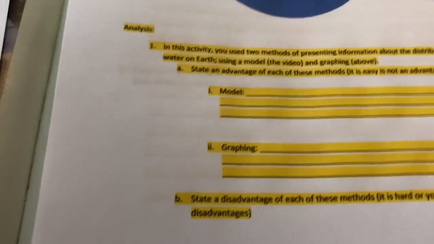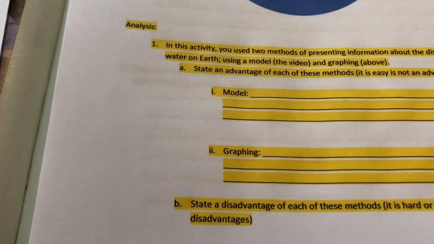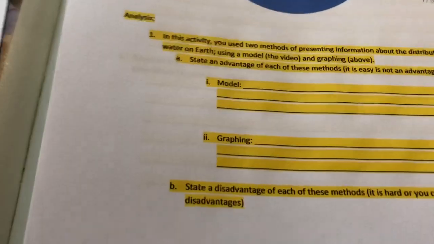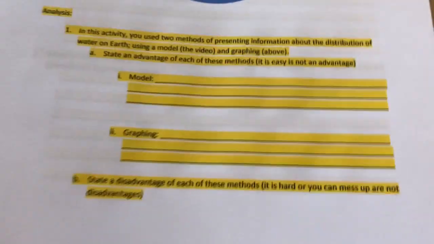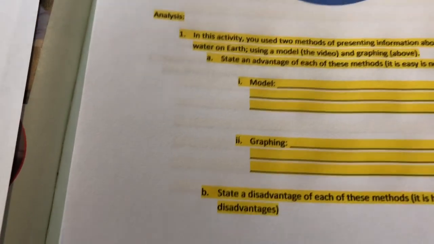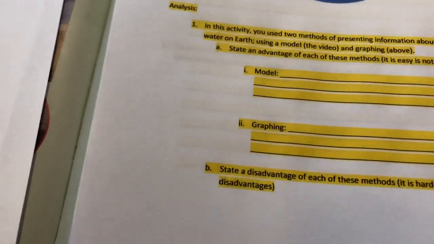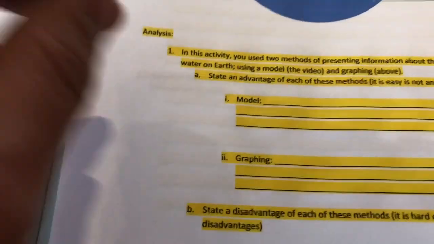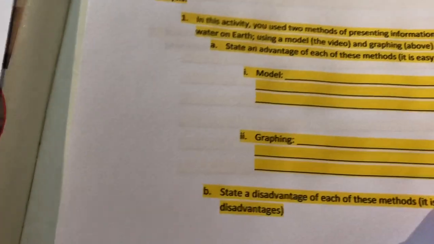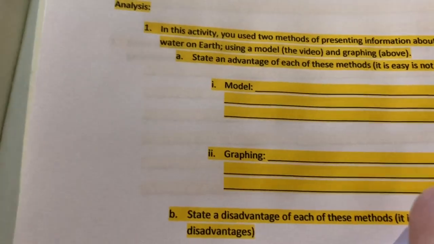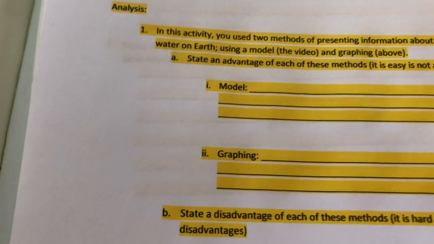Okay. What I want you to do is tell me an advantage of these methods. Okay. It is easy is not an advantage. Okay. Or you can make mistakes is not a disadvantage. B, you have to do a disadvantage. I want you to tell me an advantage and a disadvantage of what the experiment or what the graphs tell us, okay? I don't care if a graph is hard to make. I don't care if an experiment, if you can accidentally mess up. We're not saying we're gonna mess up. We're expert scientists. We're not gonna mess up on these experiments.